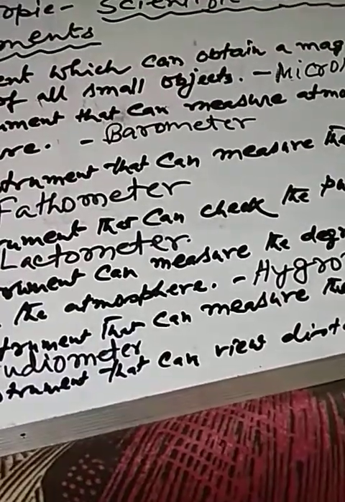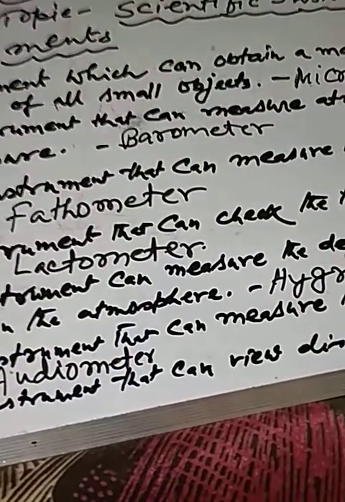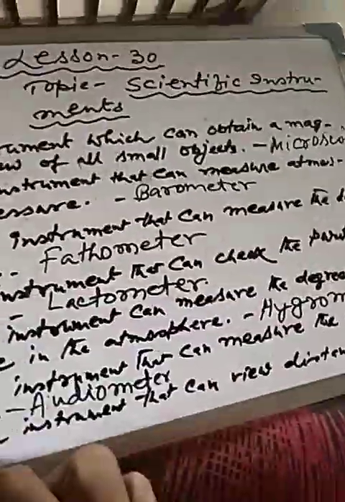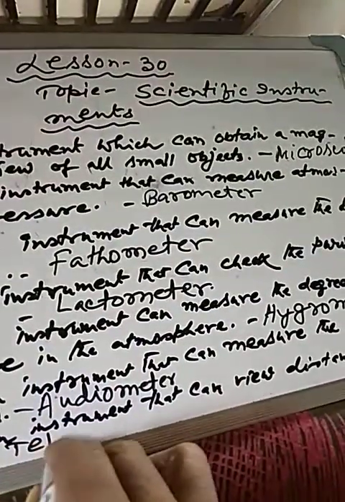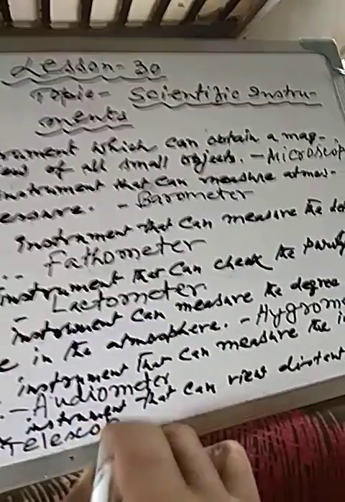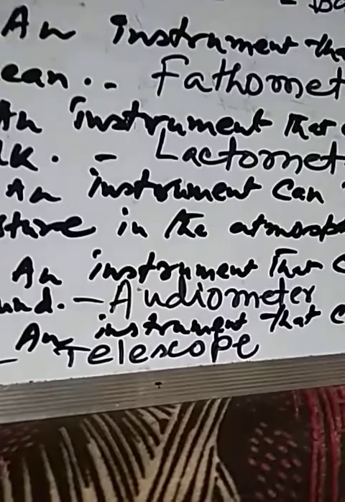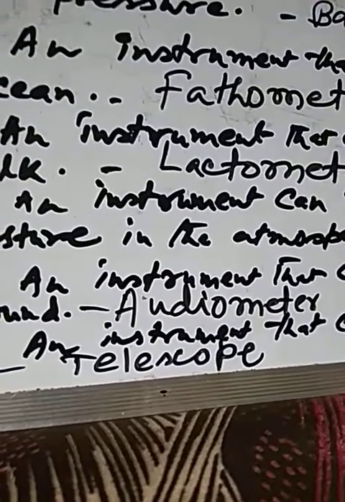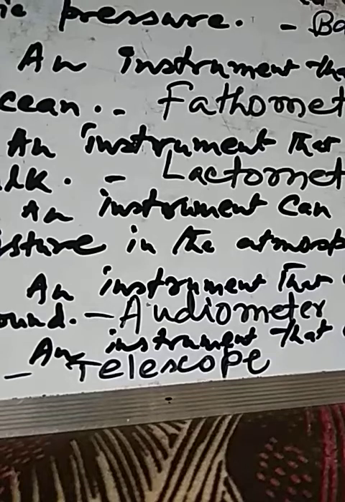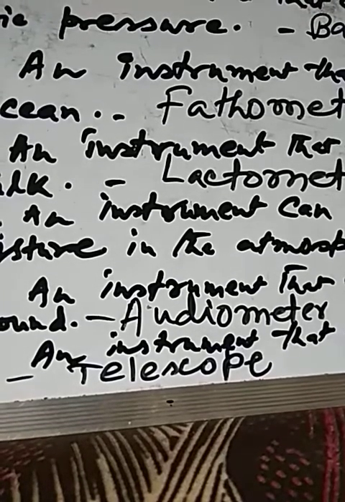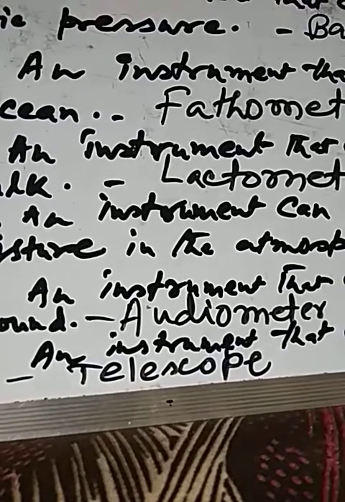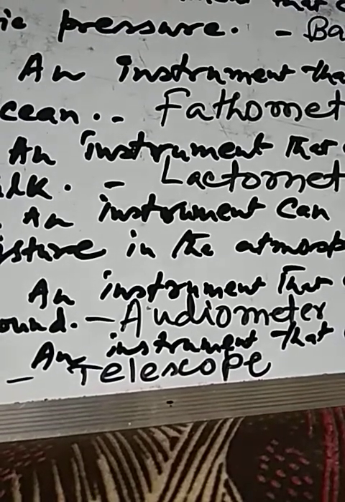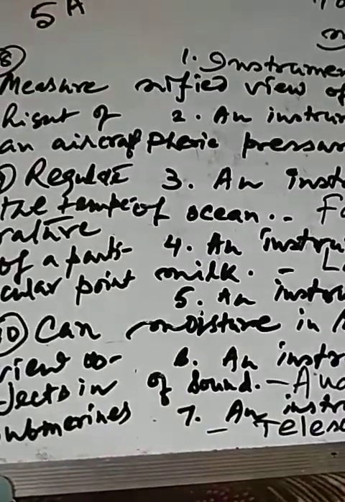And next one, an instrument that can view distant objects, that is telescope. And next one, an instrument to measure the height of an aircraft above the sea level, that is altimeter.